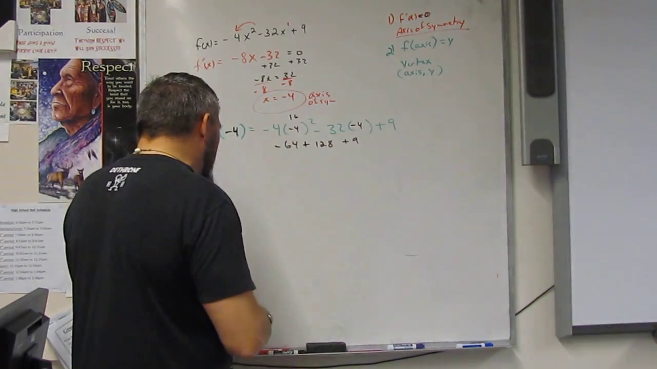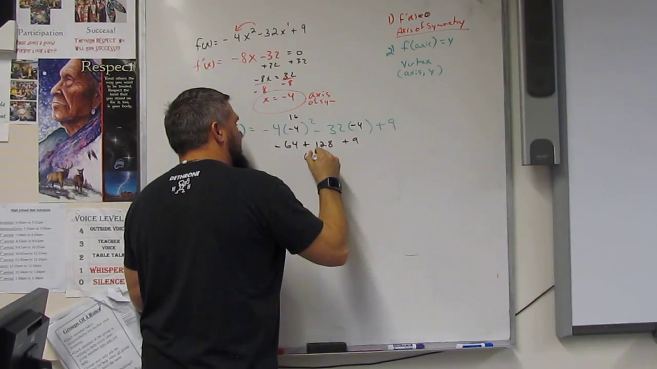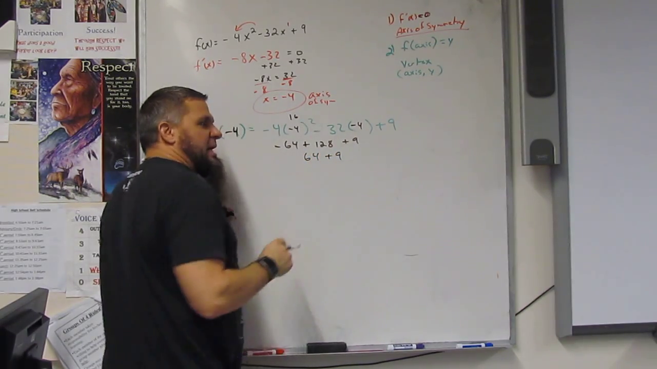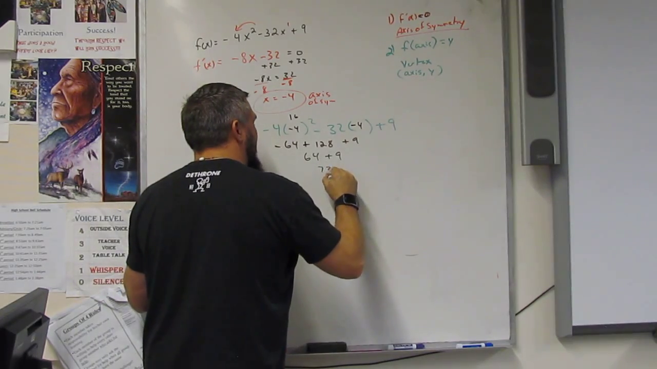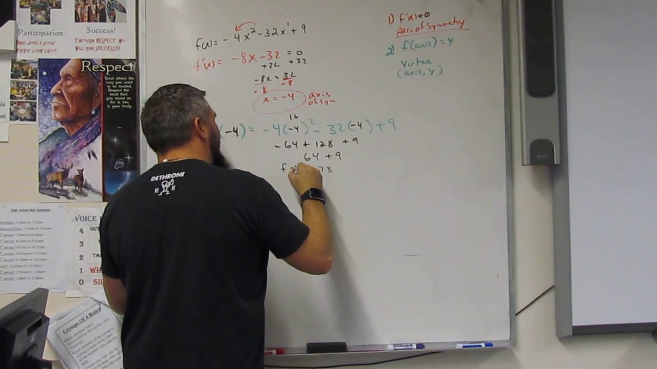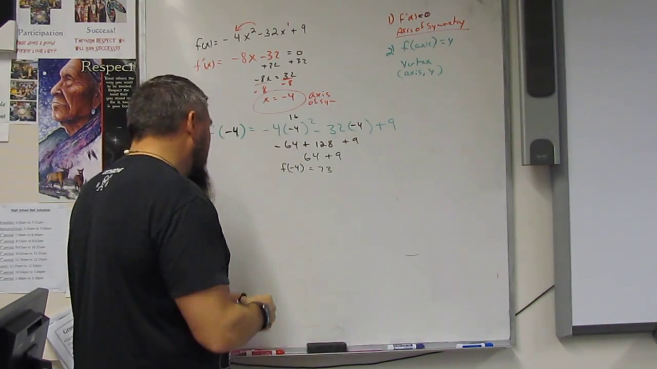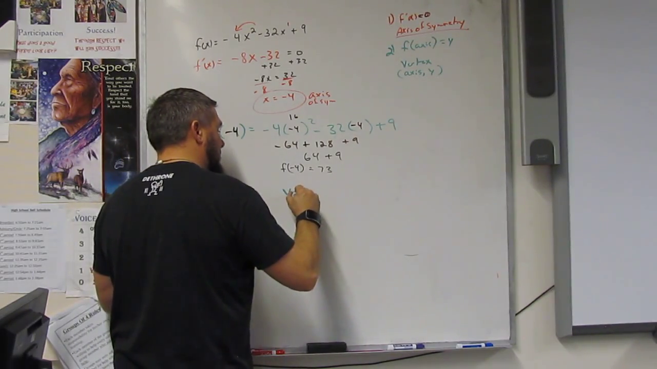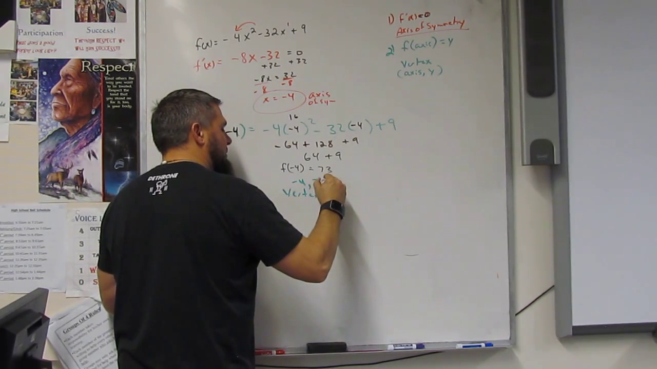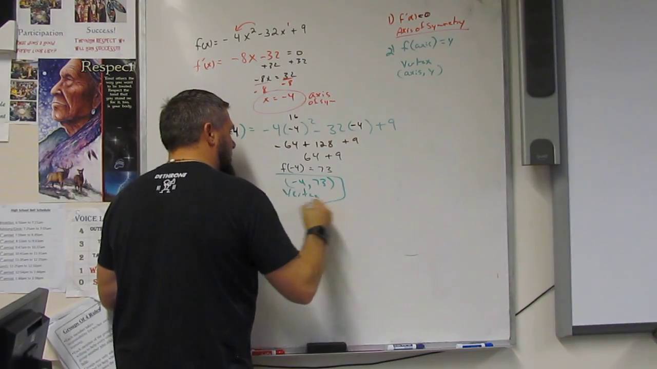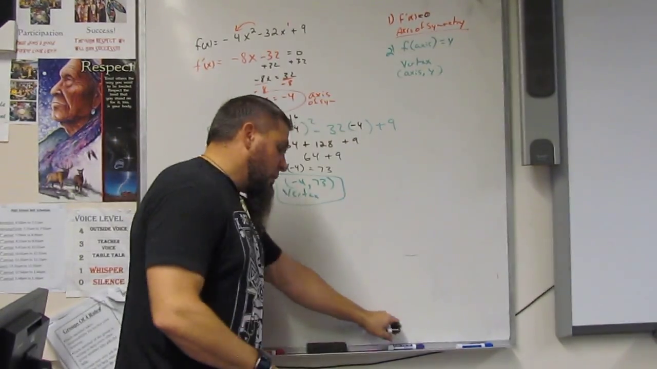And then if I subtract these two, what do I get? 64 plus 9, which is how much? 73. And that's what f of negative 4 equals. So what is my vertex? Negative 4 and 73. Okay? That's right.